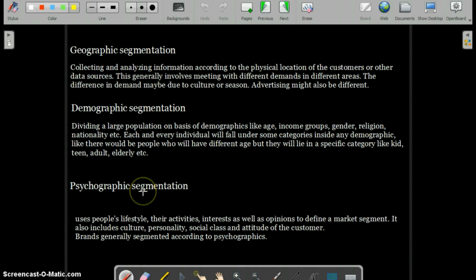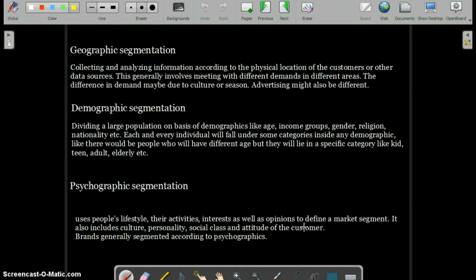Now the last point is psychographic segmentation. Sometimes it is confused with behavioral segmentation, but that's not part of our course. Behavioral is something similar but not actually the same thing. Psychographic involves using people's lifestyle, their activities, interests, or even opinions to define a market segment. It also includes culture, personality, social class, and attitude of the customer.